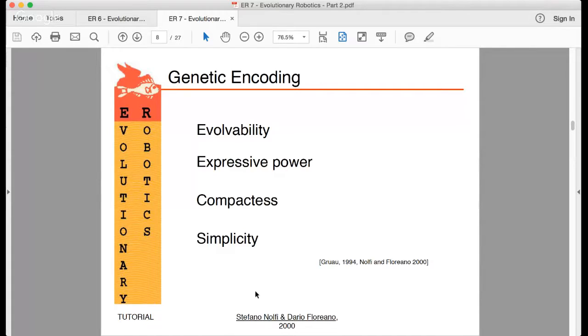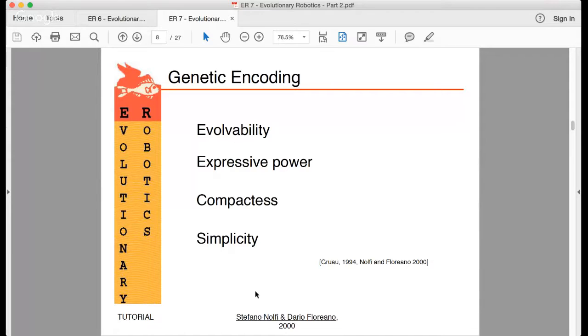The second requirement, which is expressive power, is the possibility to encode many different phenotypical characteristics, such as the architecture of the controller, the morphology of the robot, the rules that control the plasticity of the individual, and eventually the rules that determine the genotype to phenotype process itself.